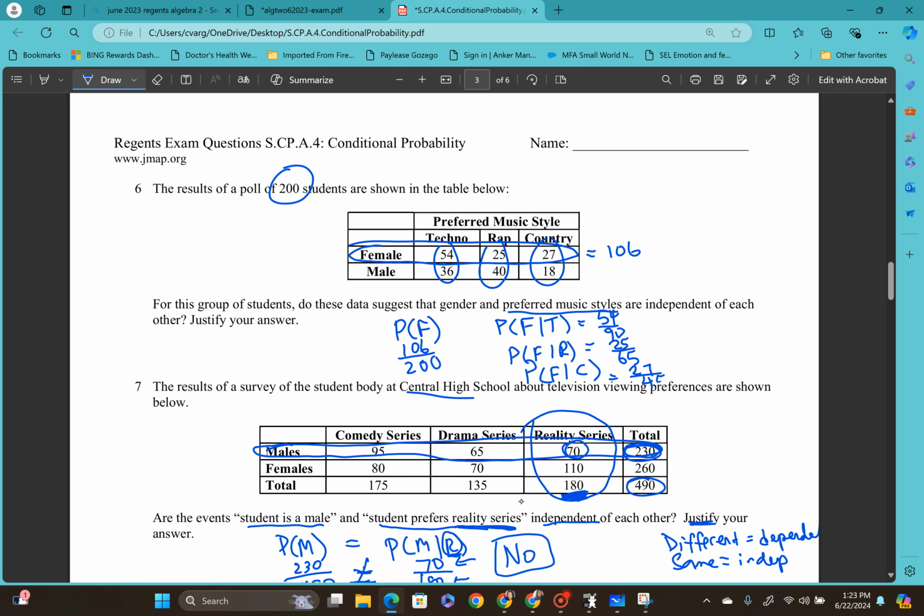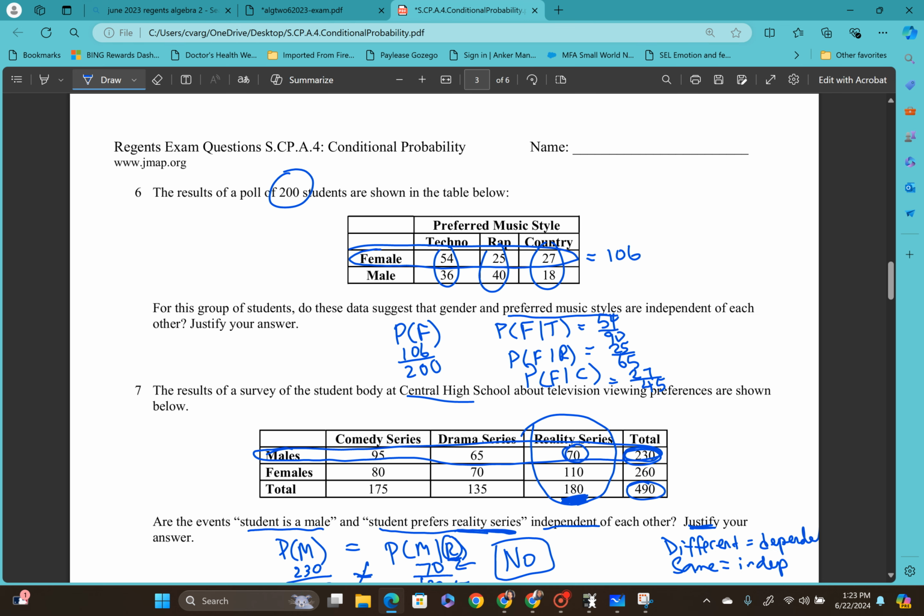Okay. So I want to see if they're the same. So this one, I plugged this into my calculator earlier. This is 0.6. The probability of females given rap is 0.39. Okay. And the probability of females given techno is 0.6. So 106 divided by 200, this number right here, is going to equal 0.53. And just like we said down here, right? If they are different, then they are dependent. They are not independent.